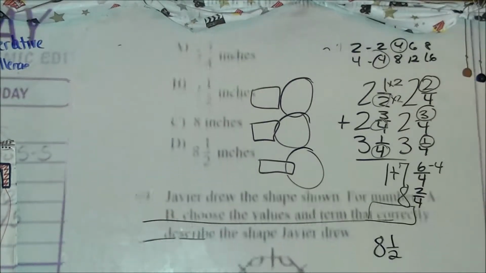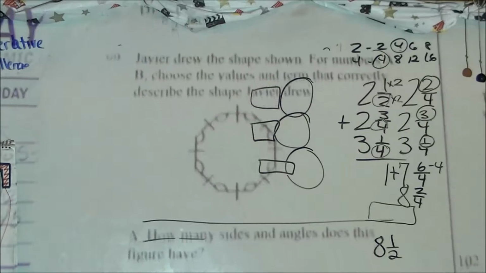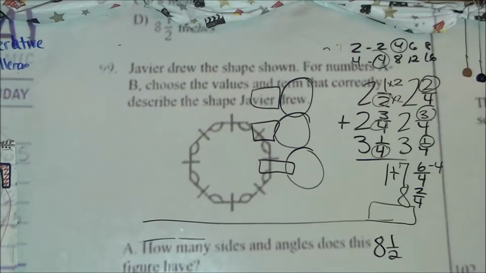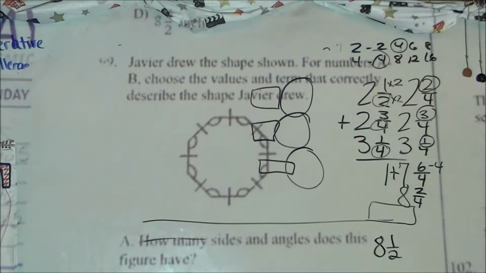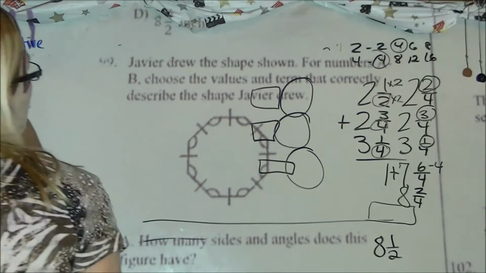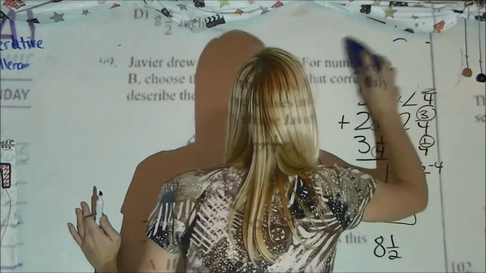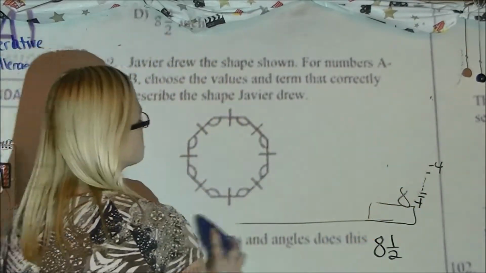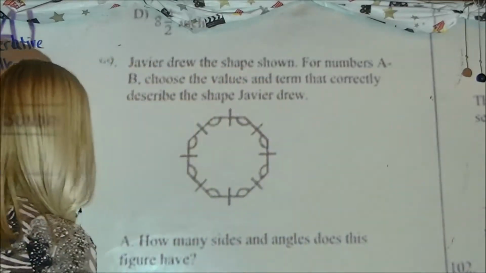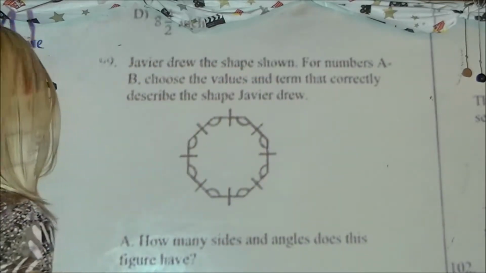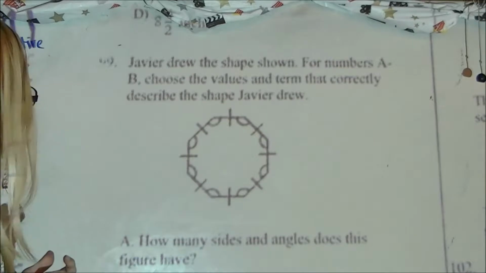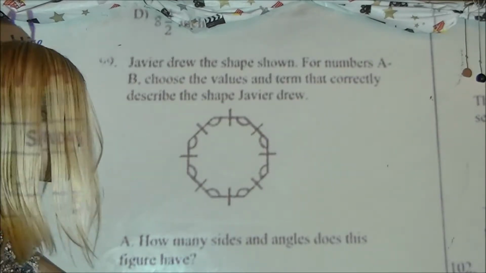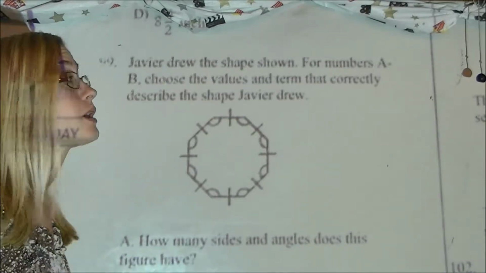Let's look at number 99. And I'm just going to erase that, but I'm going to move it up so you can see everything. Okay, when I look at number 99, it says Javier drew the shape shown. For numbers A through B, choose the values and terms that correctly describe the shape that Javier drew. So first I'm going to look at letter A. And letter A says, how many sides and angles does this figure have? So I have two choices, sides and angles, and I need to go through and count both.